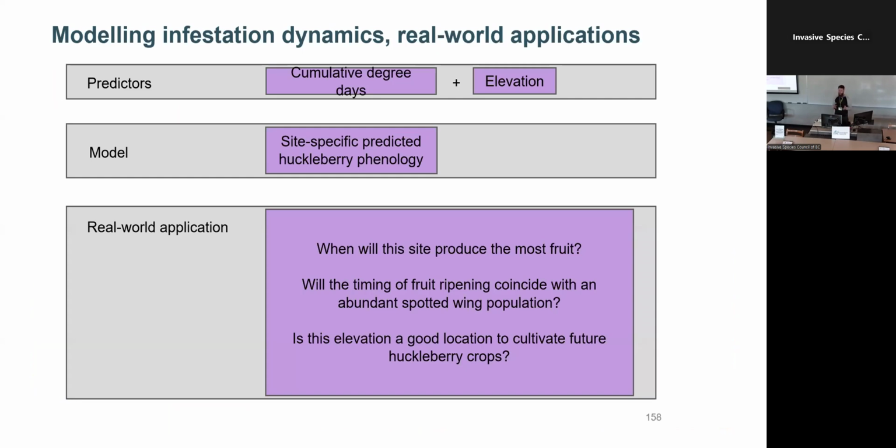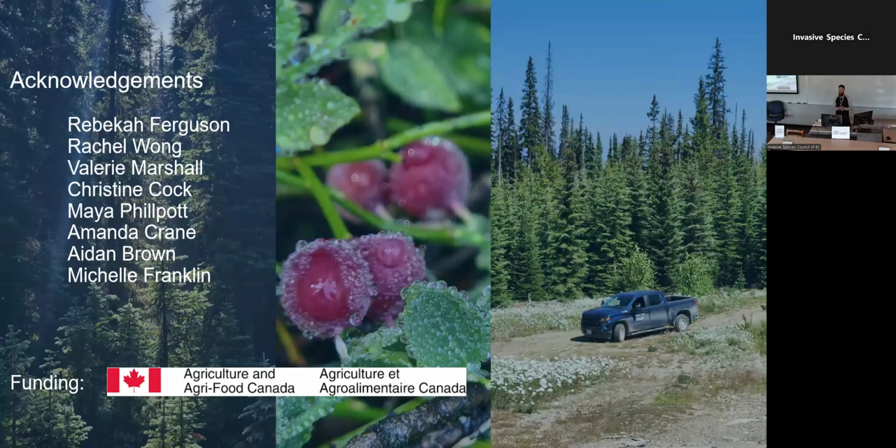First of all, we'll take our predictor variables and input them into the model, which can then produce site-specific predictions for huckleberry phenological milestones. That's one of the models that we are going to produce and work with in order to answer some of these questions, such as when will this site in particular produce the most fruit? Is the timing of huckleberry fruit ripening going to coincide with the spotted wing population abundance? We heard a little bit about phenological mismatch and incompatibility earlier. And is this elevation a suitable location for the future propagation and cultivation of huckleberry sites? And through this, we hope to improve food sovereignty in the Indigenous people of the Okanagan.